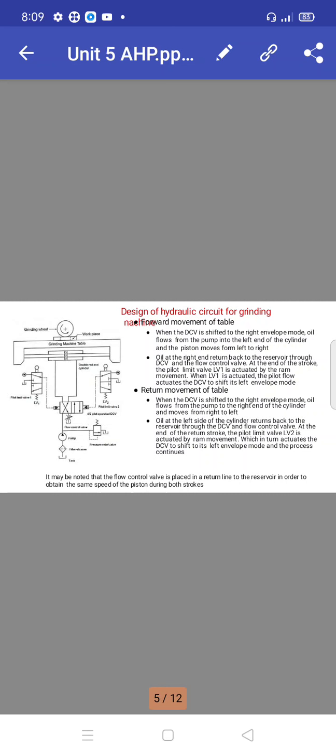At the end of the return stroke, the pilot limit valve, that is the second valve, limit valve 2, is actuated by the ram movement, which in turn activates the directional control valve to shift to its left envelope mode, and the process continues. It may be noted that the flow control valve is placed in a return line to the reservoir in order to attain the same speed of the piston during both strokes.